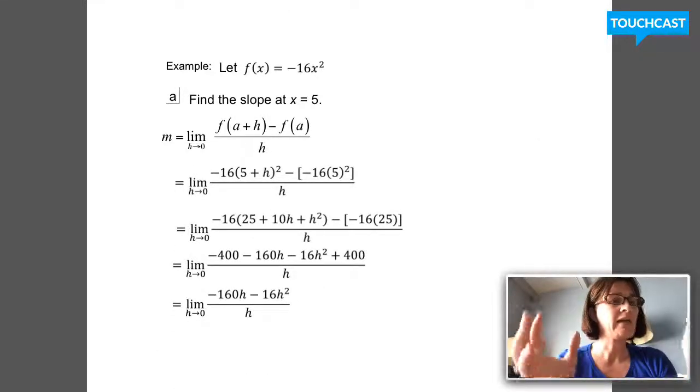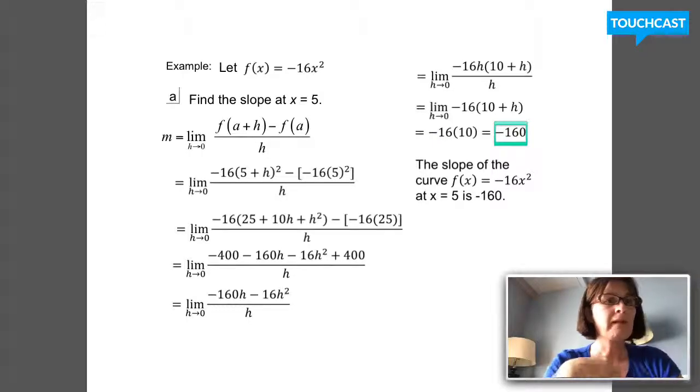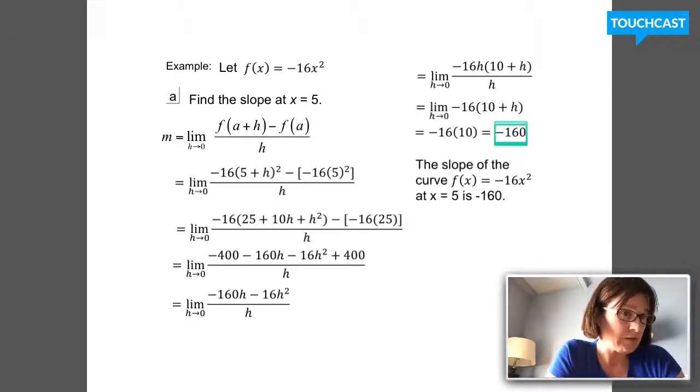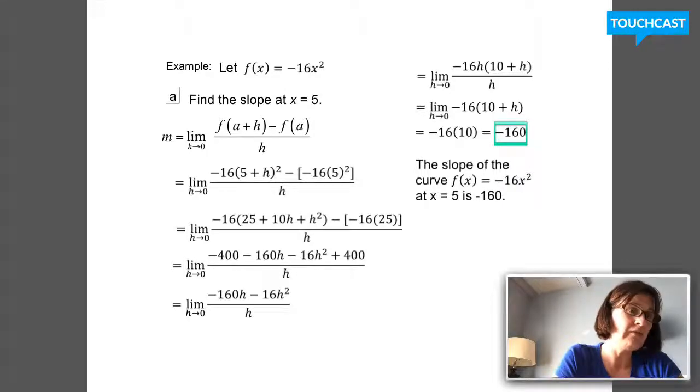Once I cancel out my 400s, now I can factor out an h and it'll finally cancel with the h in the denominator. And you can see up here at the top of the right-hand column, now that I cancel out the h, I can plug in 0 for h and I have no problem. I end up with a single number value, which is negative 160. So the slope of that curve, when x equaled 5, is negative 160.